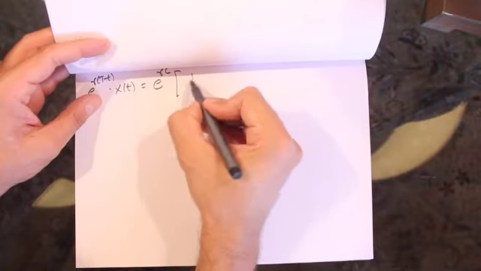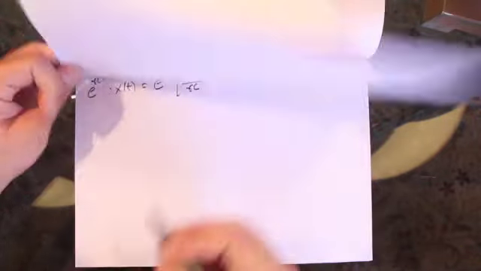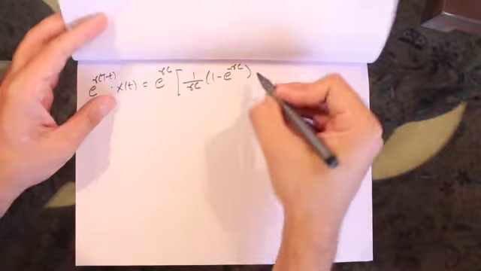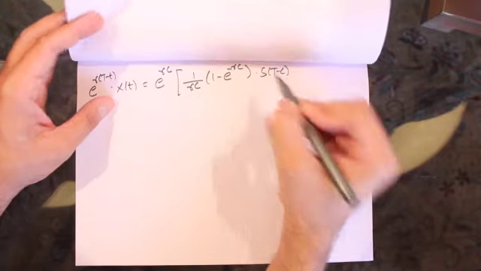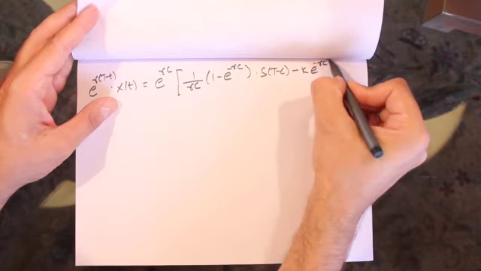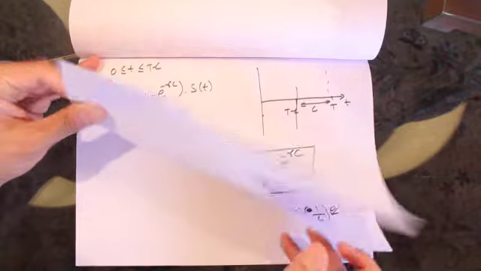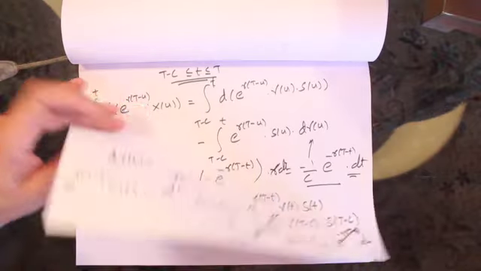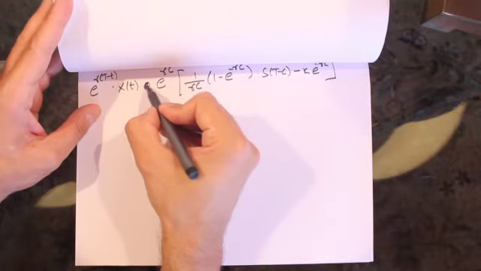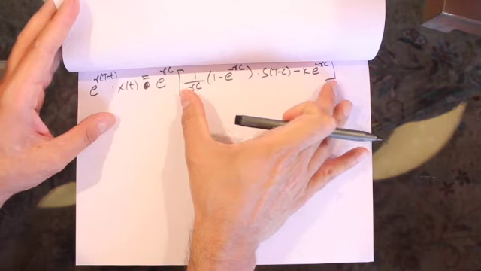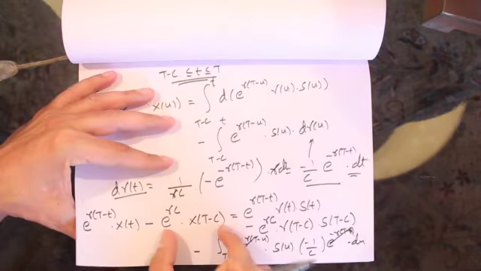Here we'll get 1 by rc, 1 minus e to the power of minus rc, times s(t minus c), minus k e to the power of minus rc. Okay, that basically is that. Instead of x(t minus c), basically I've substituted the value of the portfolio at time t minus c, which was equal to this. So that takes care of this term.